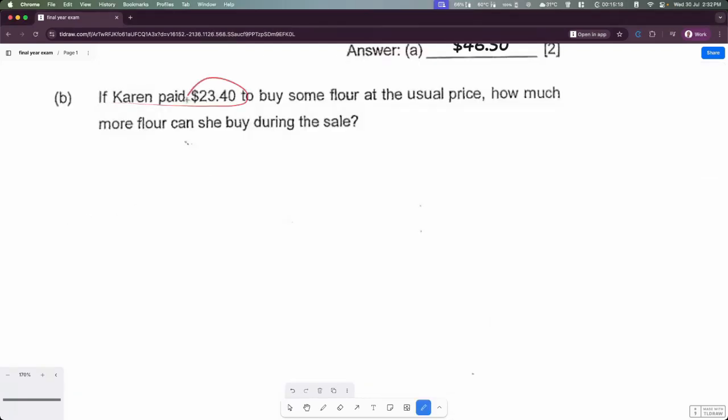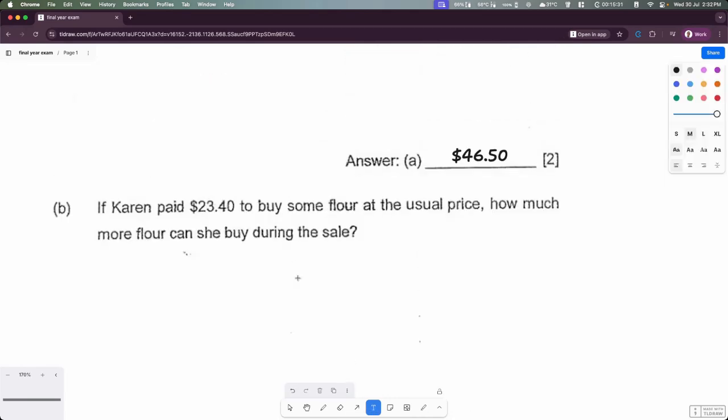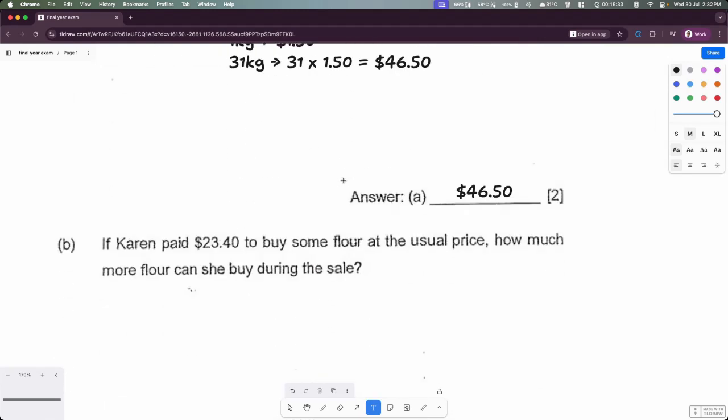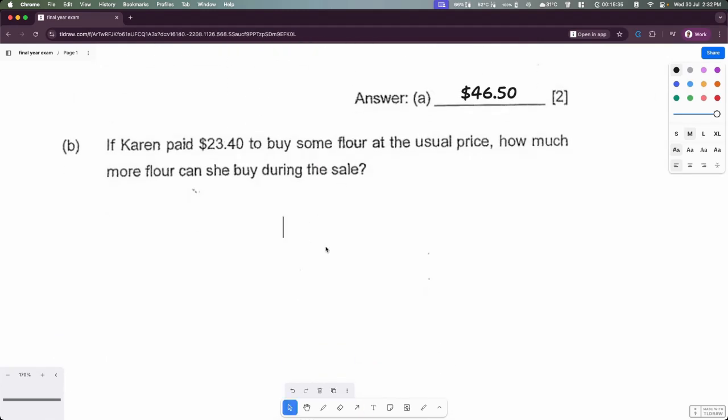If Karen paid $23.40 to buy some flour at the usual price, how much more flour can she buy during the sale? Okay, so we just need to know the different weights for the price of $23.40. So we know that the original price is $1.80. So I would say original weight, I guess, is equal to dollars 23.